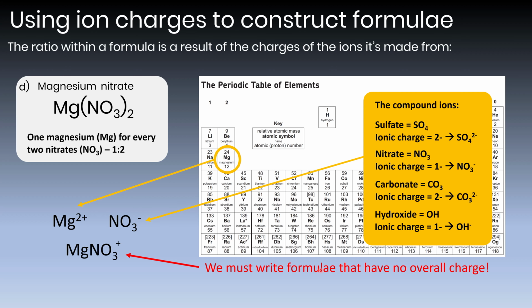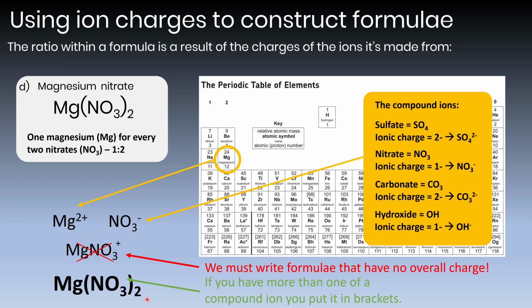And remember that we need to write the formula so it has no overall charge. So therefore we're going to need 2 of this nitrate group, each with a 1- charge, for every 1 of the magnesium with a 2+ charge. So we end up with the formula Mg(NO3)2. By putting the NO3 in brackets and then putting a 2 on the outside, it's like saying I have 2 nitrates. And this is a rule. If you ever have more than one of these compound ions to balance for charge, then you have to put it in brackets.